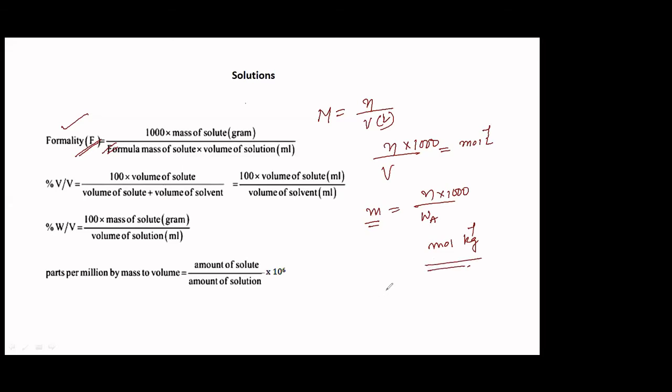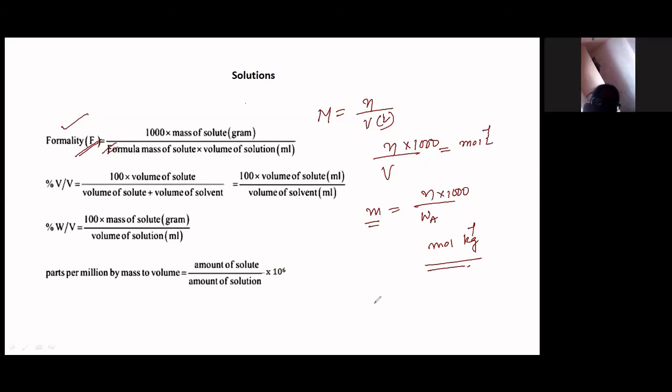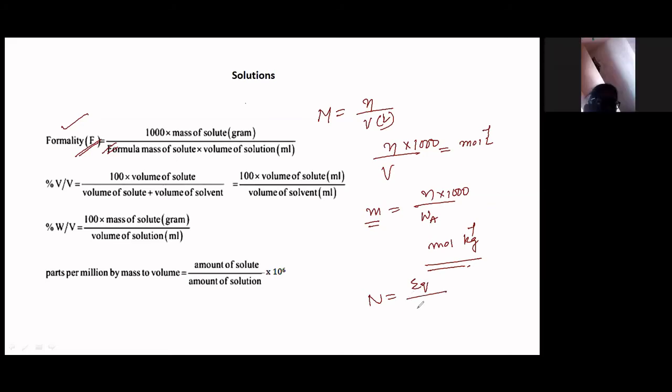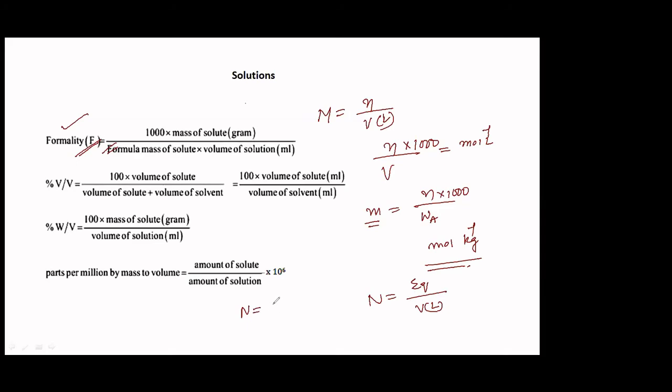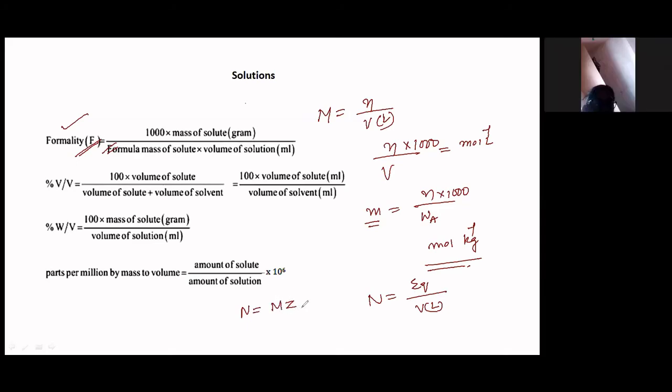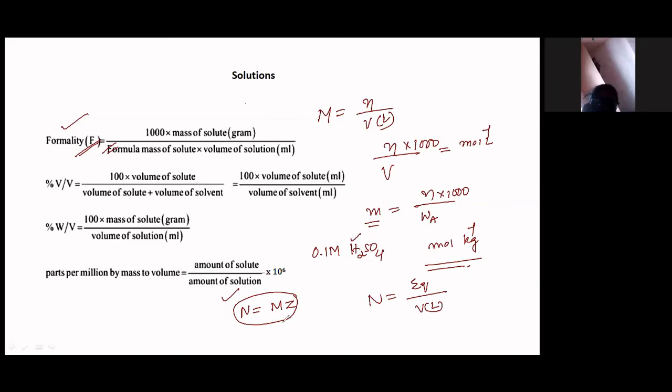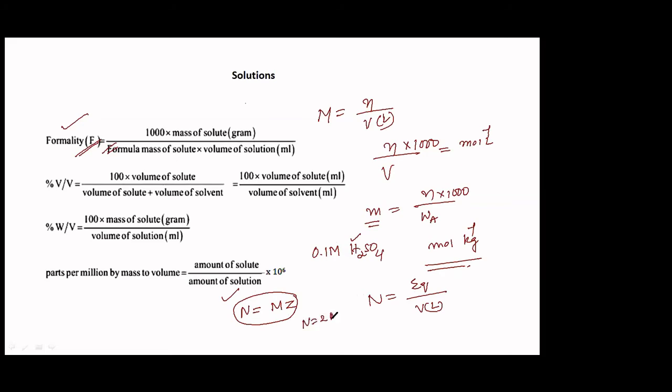And normality, not very important, but for the benefit of those who want to know, normality is equal to number of equivalents divided by volume of solution in liter. Okay, so normality is related to molarity into Z factor or sometimes N factor. Supposing you have got 0.1 molar solution of H2SO4, then what is the normality of that? Z factor here is the number of replaceable hydrogens, H plus ions, 2 of them. So therefore, normality will be equal to 2 into molarity, right? So like that you can calculate.